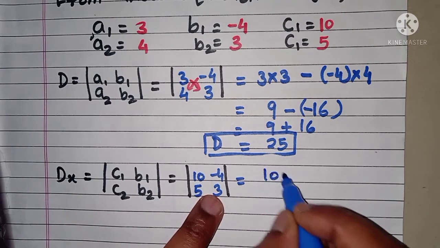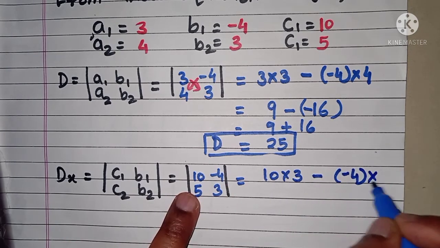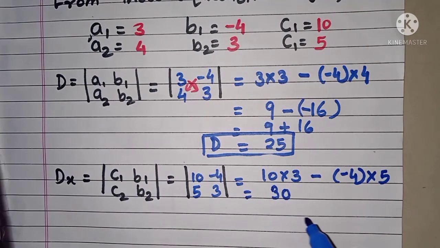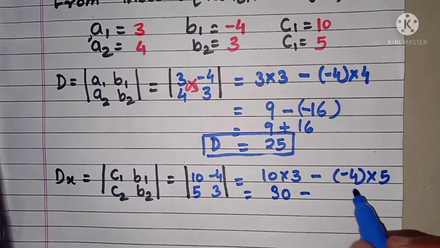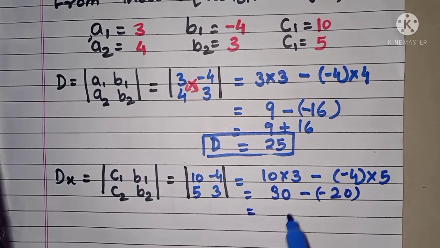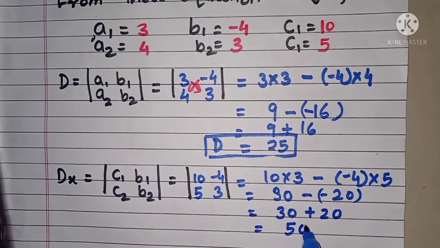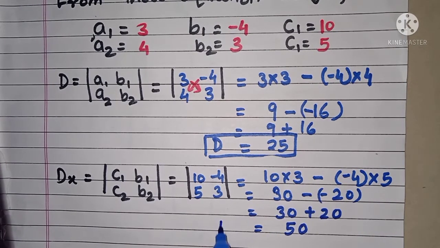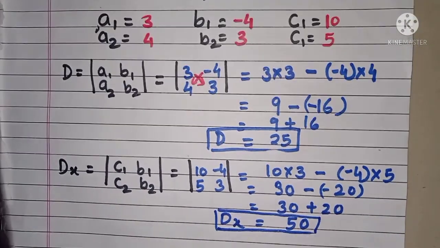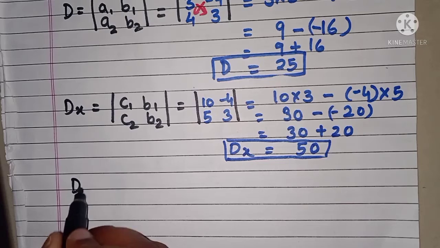10 into 3, minus, this minus is different, please see to it. So I have multiplied, 10 3s are 30. Now this minus will come as it is, 4 5s are 20 and 1 minus sign, that means it will carry. Now you see 30 minus minus plus 20, that is 50. Okay, so Dx we got 50. Now next we will find Dy.